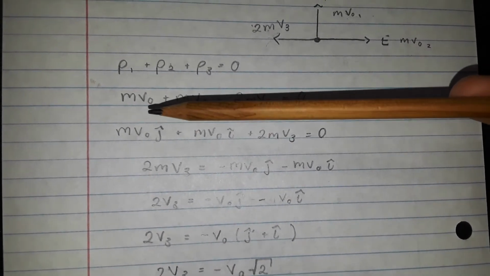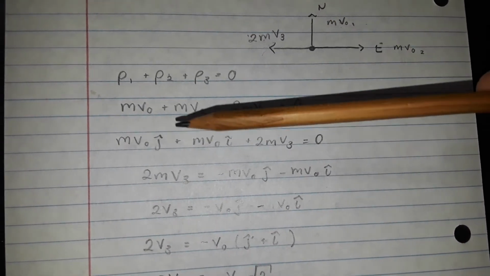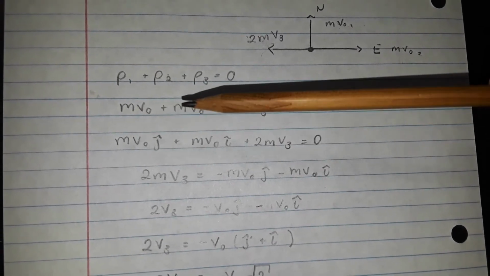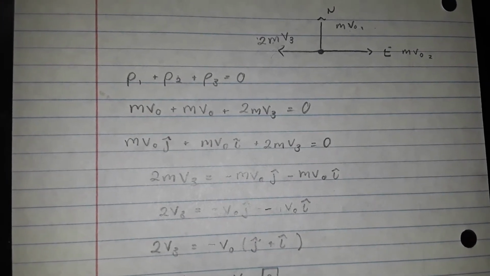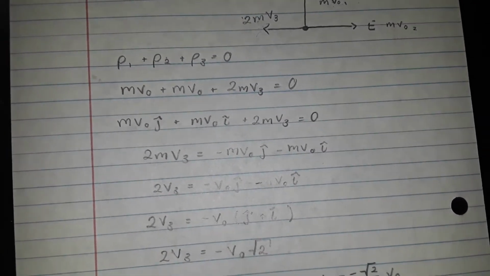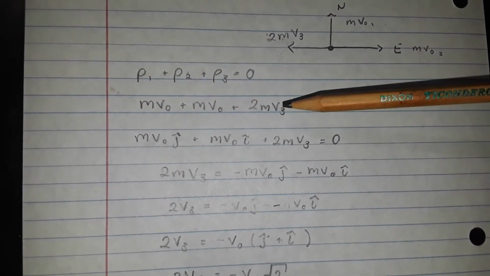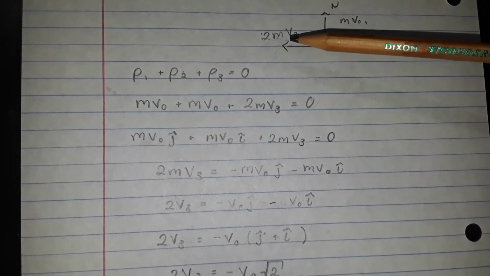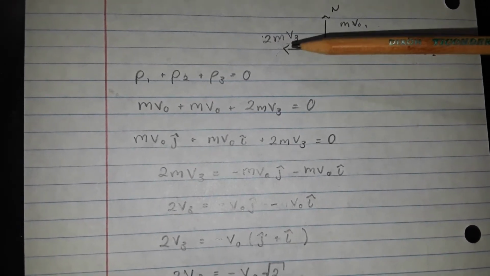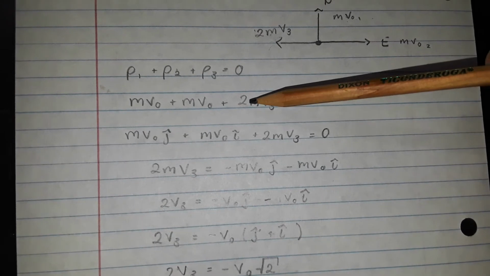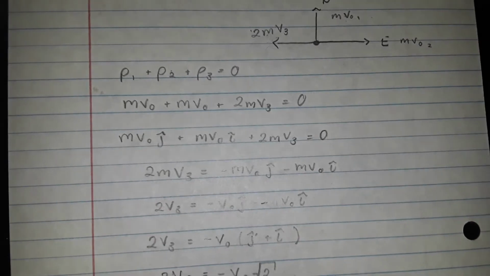And right here, our momentum in the north direction has a magnitude of mv0. The piece that goes in the east direction has a magnitude of mv0 as well. And then we know from our diagram that the magnitude of the third piece is going to be two times the mass of the other guys times its velocity, which we don't know yet.